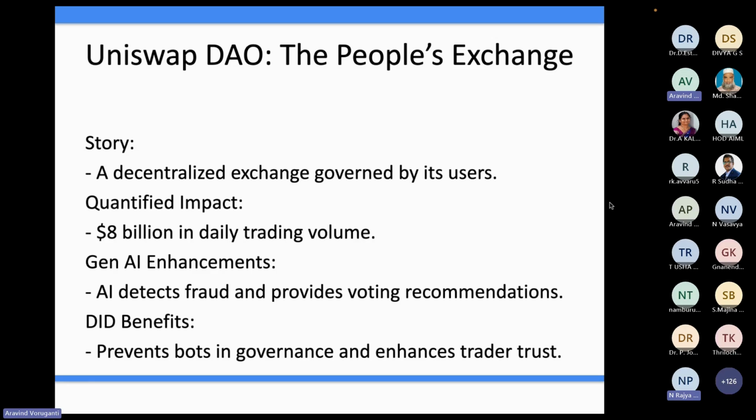Now, this kind of fraud can be avoided by attaching a decentralized identity to all the wallets which take part in the decentralized exchanges. Okay. So any decentralized exchange is called a DEX. And Uniswap DAO is one such exchange. So this is the story of Uniswap.